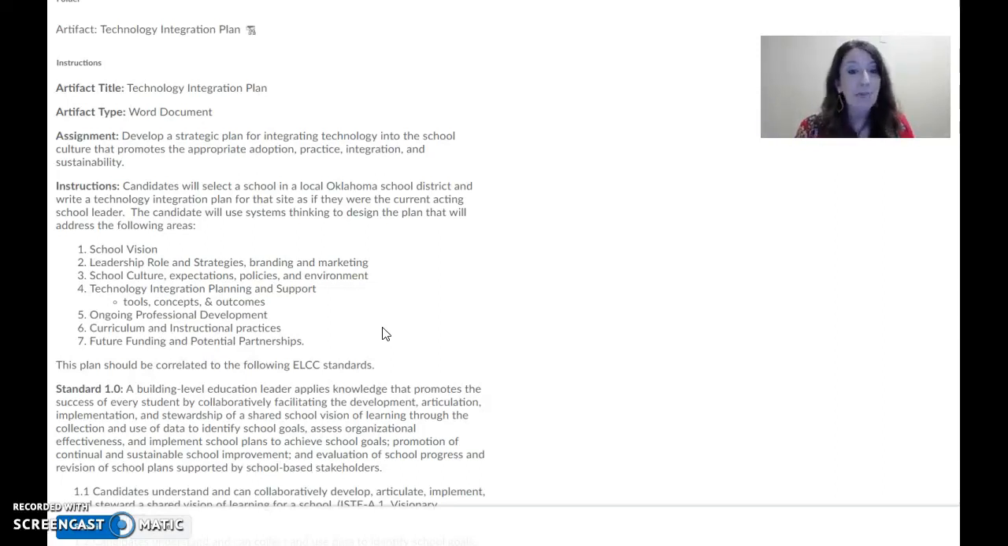But remember, before you tell me about your school vision, you need to tell me about who your school is. A nice little paragraph for an intro: my school is blank, I'm the new principal, we have an initiative of this, we've recently implemented a new makerspace. Whatever you want to do. It doesn't have to be a makerspace.